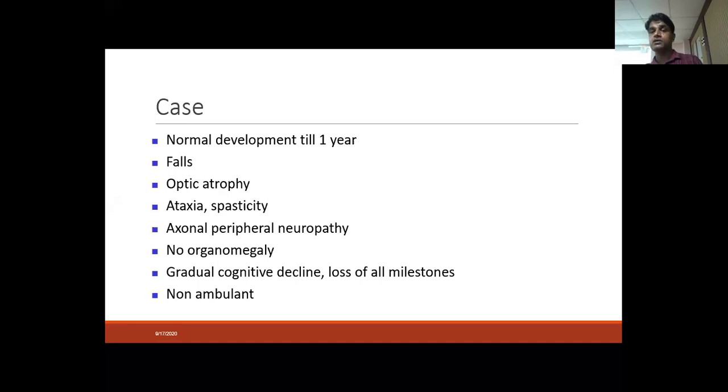Then cerebellar signs are there. Then gradually this cognitive decline, so gray matter also becomes involved. So there is progressive loss of milestones. Now currently the child is completely non-ambulant, with visual impairment. There is also rigidity, dystonia. All the things have settled.